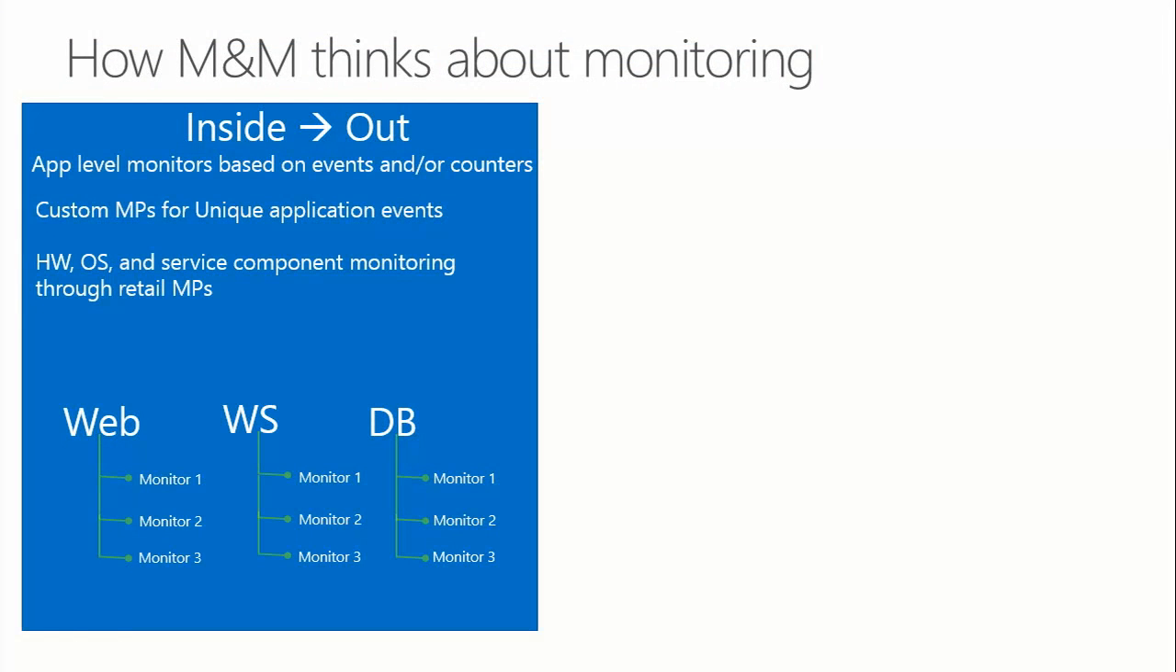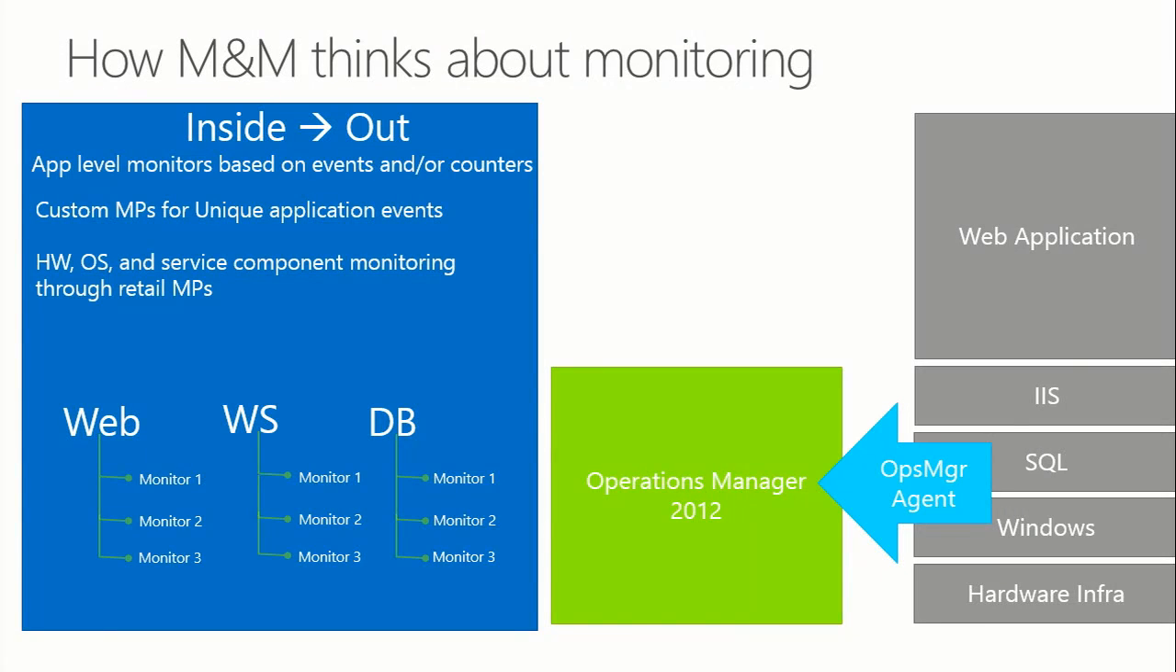A quick blurb on how we think about monitoring. We think of it from 2 different paradigms. An inside-out paradigm, where we're leveraging app monitors and app events and performance counters. This really is some of the base Operations Manager functionality from the agent, gathering events from the event log, gathering perf counters, WMI queries, etc. While powerful, it does require that you've developed your application in a way such that you have rich events that are actionable.